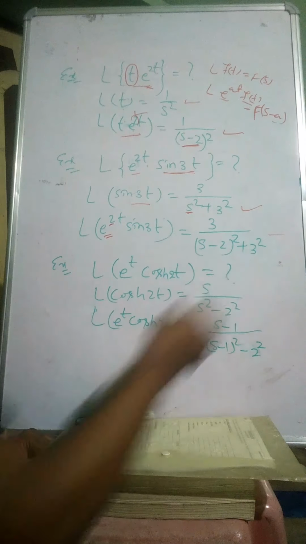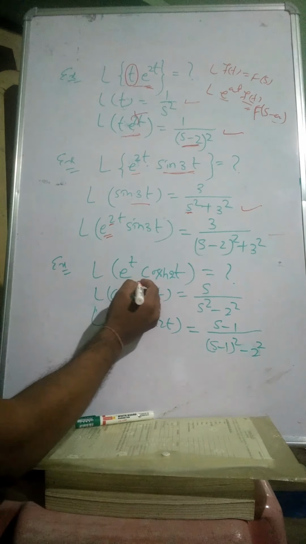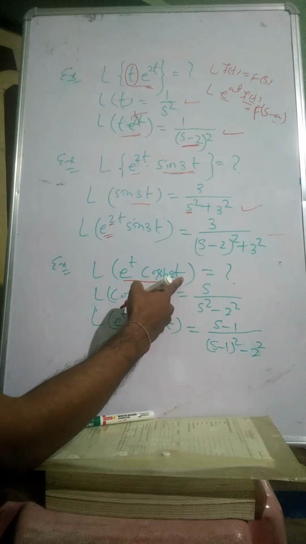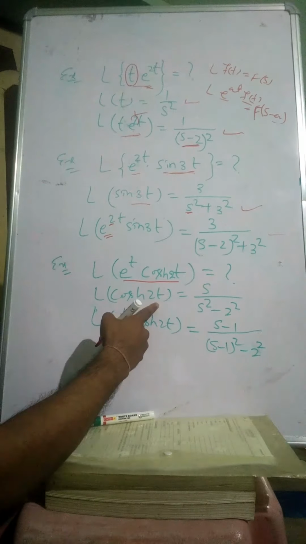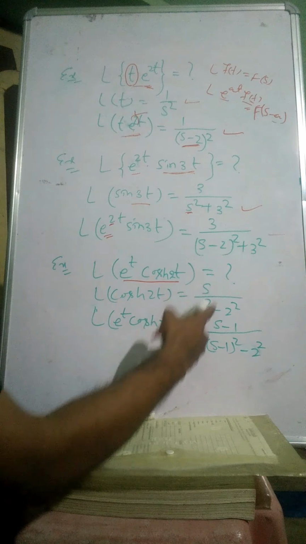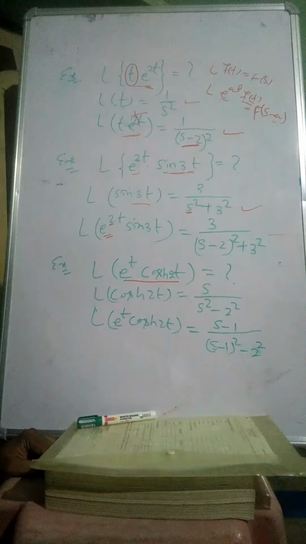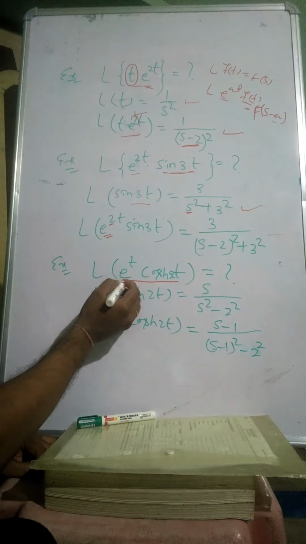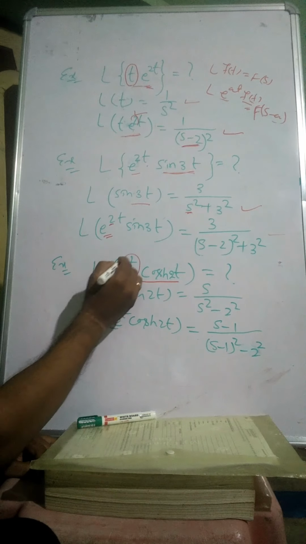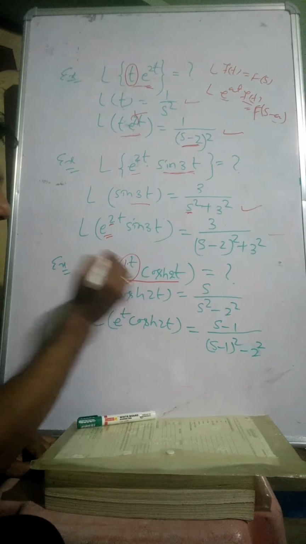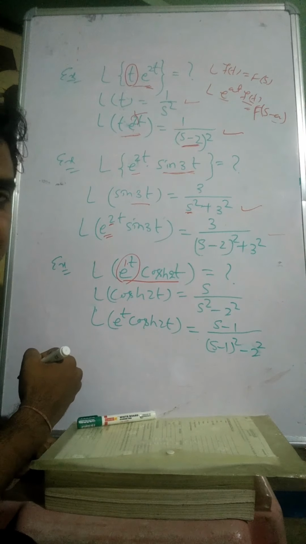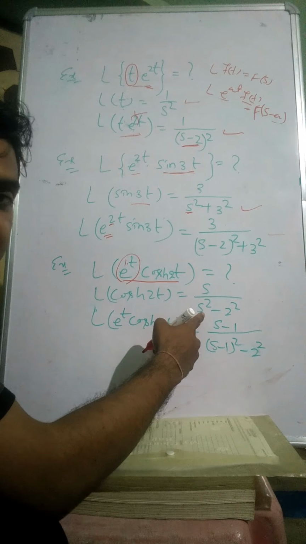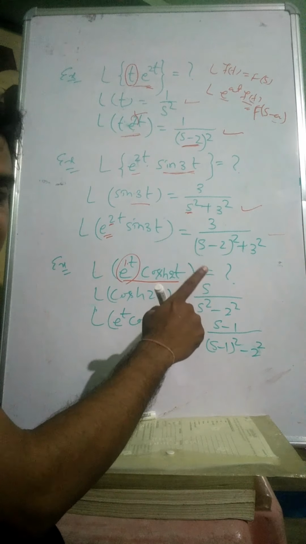3 by this. Similarly, you can also find Laplace of e to the power t into cos hyperbolic 2t. The same thing, find Laplace of cos hyperbolic 2t first. And what is this? s by s square minus 2 square according to the formula. And since here it is e to the power t only, what is a here? Means coefficient of t, that is 1.